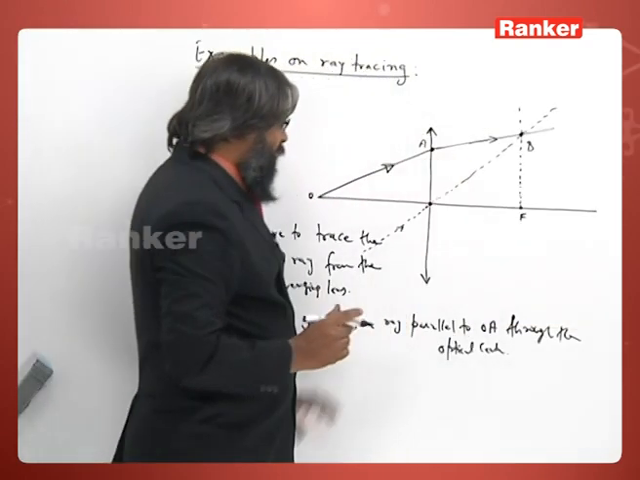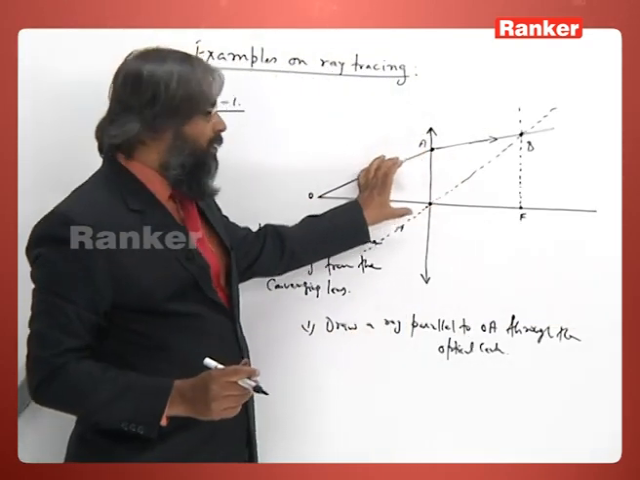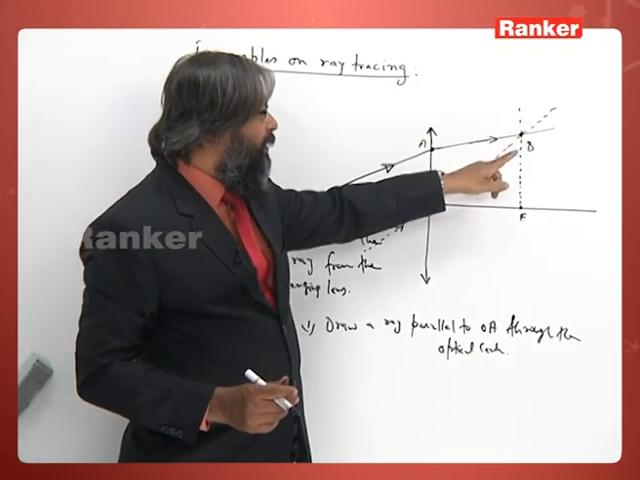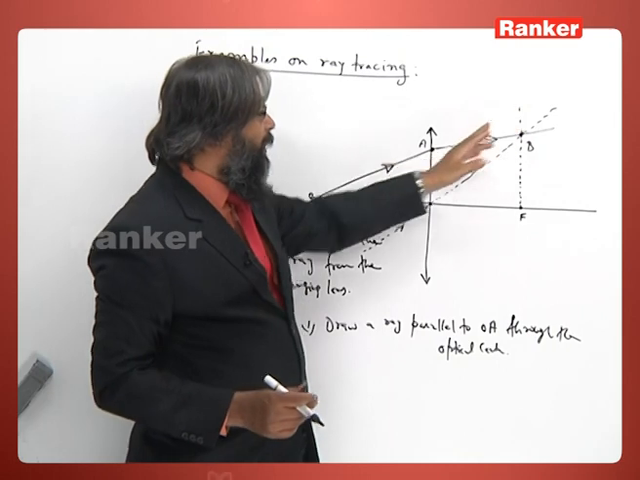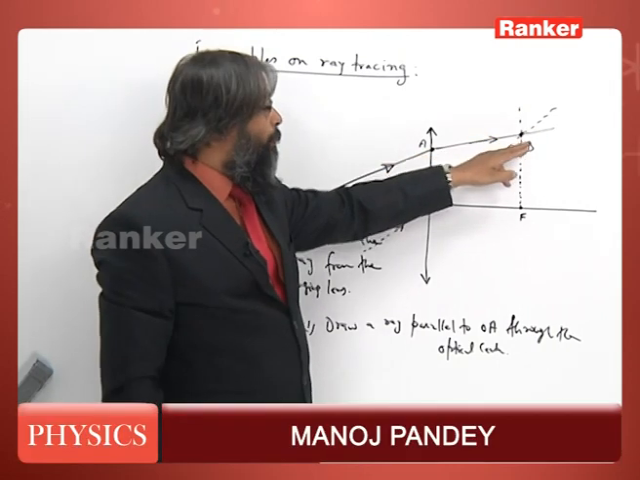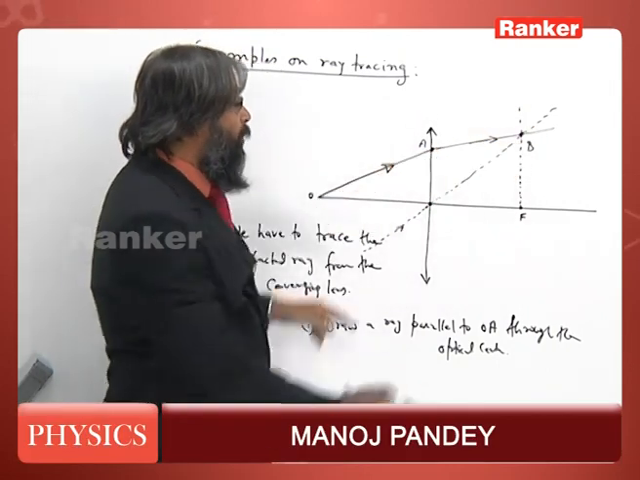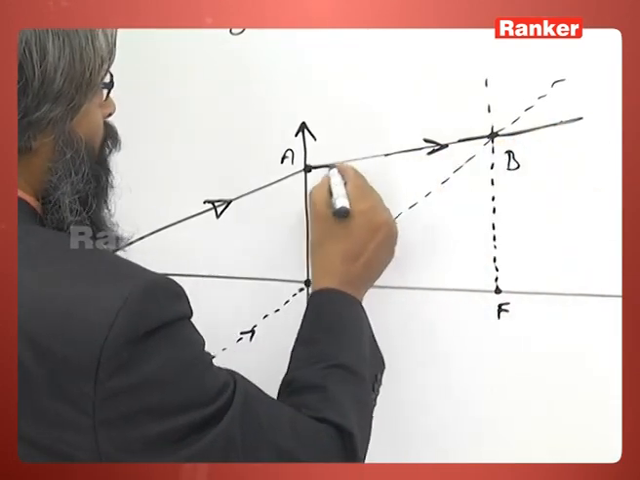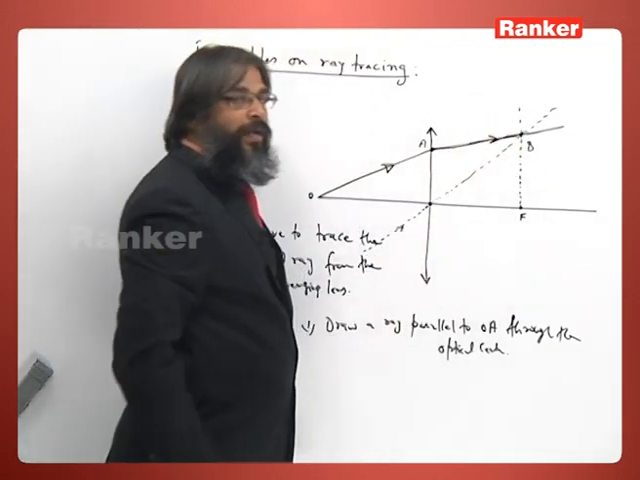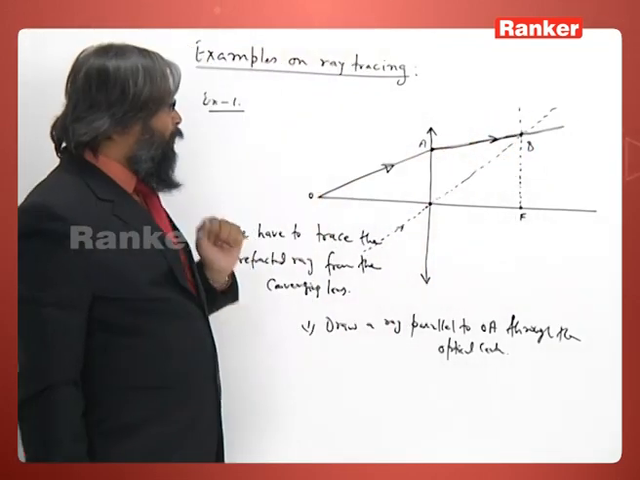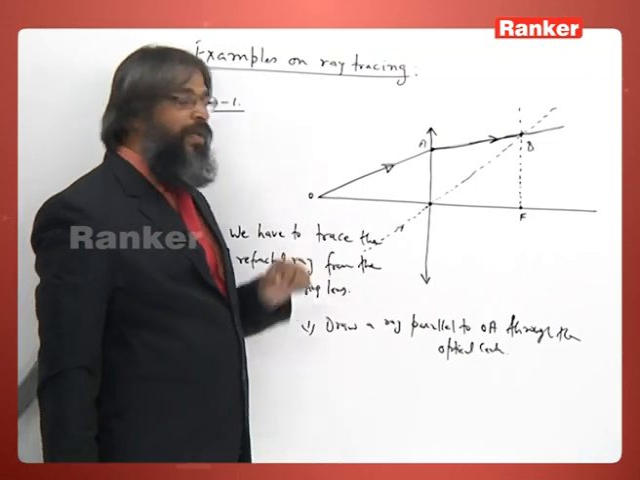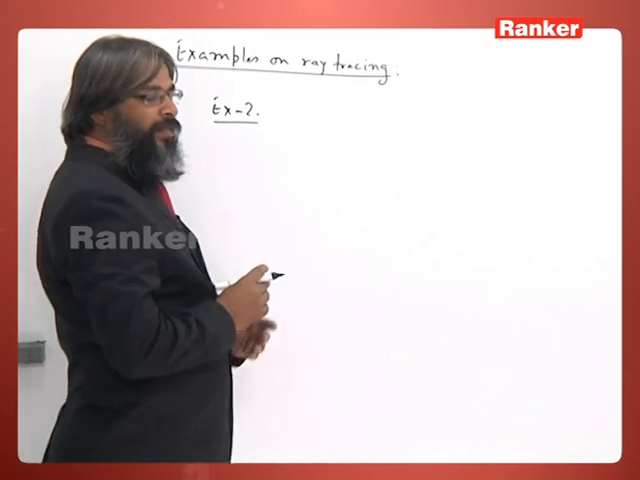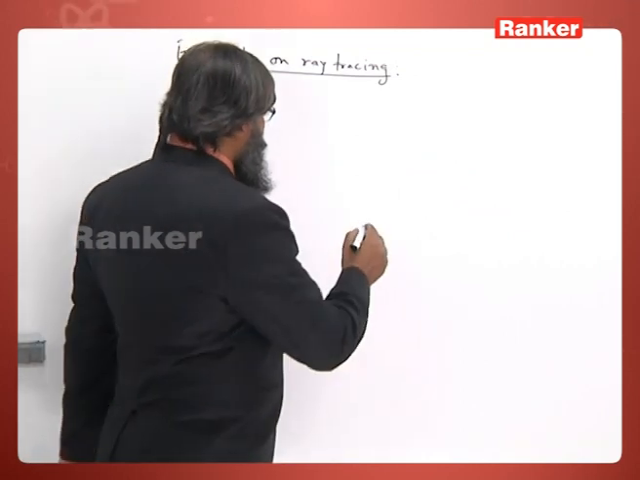Since all the parallel rays not parallel to the principal axis have to meet on the focal plane, and this ray has to go undeviated, my refracted ray must pass through B. So join A and B and this is the ray. Thus we have traced the refracted ray. Next we will see for the concave lens. This was the convex lens.